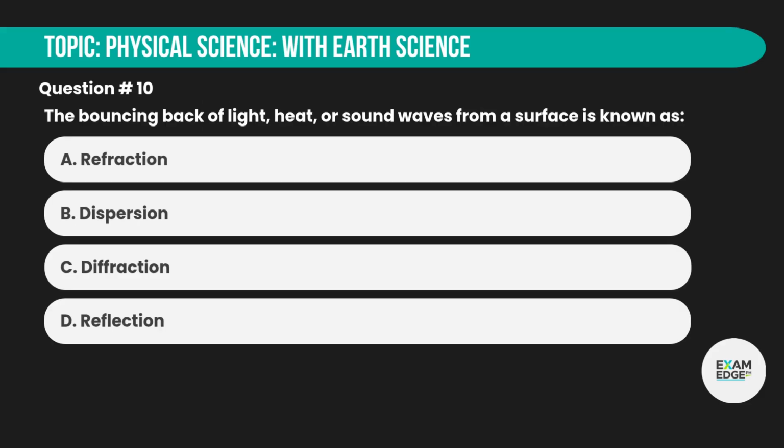Question number 10. The bouncing back of light, heat, or sound waves from a surface is known as A. Refraction. B. Dispersion. C. Diffraction. D. Reflection.